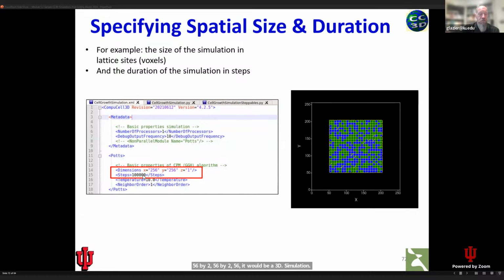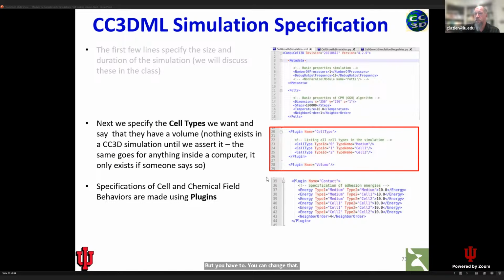Steps, again, time in CompuCell is measured just in steps. We happen to call them Monte Carlo steps, but just steps. And so typically one step will be a minute, but you can change that for your simulation. The next thing you'll see is the cell types, and we'll have a listing of the cell types. Medium is always there by default. It always has type 0. You'll have other cell types. Here we have cell 1 and cell 2.